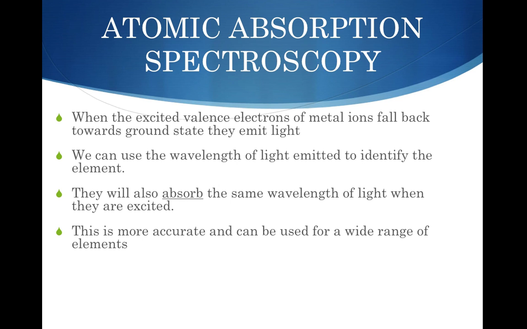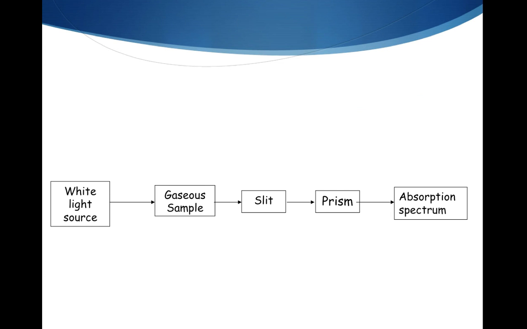So essentially what we're doing is we're changing it from light energy to chemical energy. And then when it's given out again, it goes from chemical energy back to light energy. What we're going to look at in atomic absorption spectroscopy is the energy that is absorbed, because that's more accurate and we can use it for a wide range of elements.